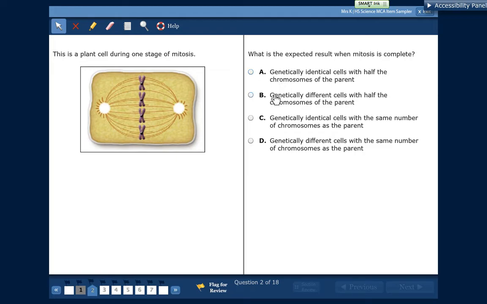So we can automatically eliminate B and D because they don't produce genetically identical cells. So we're left with A and C. Then our choice is, do the cells have half the chromosomes of the parent, or do the cells have exactly the same number of chromosomes? We should know that mitosis produces cells that are exactly like the parent, which would mean they have the same number of chromosomes. So the answer is C.